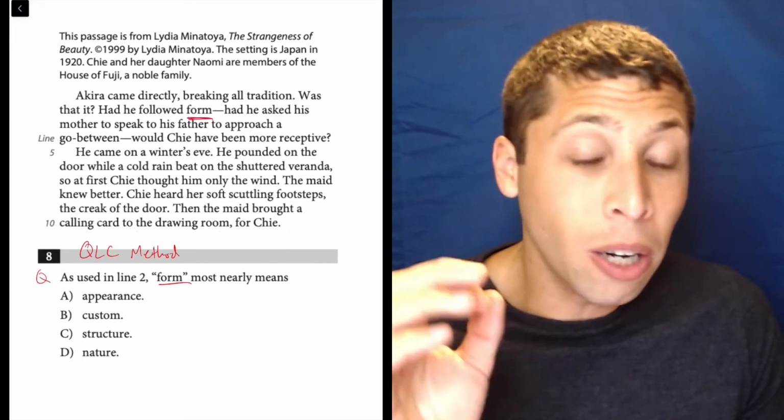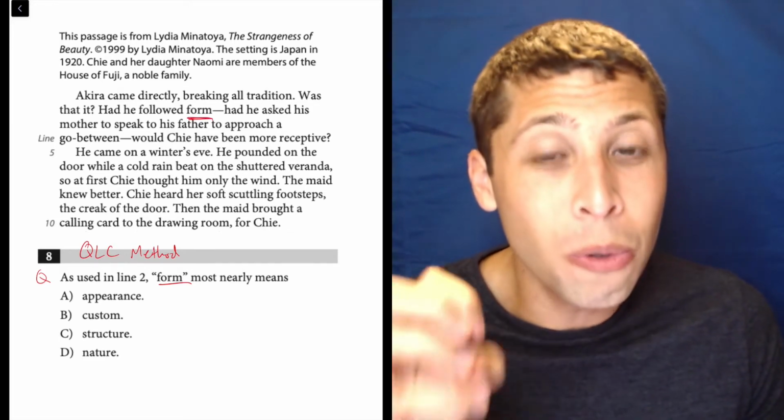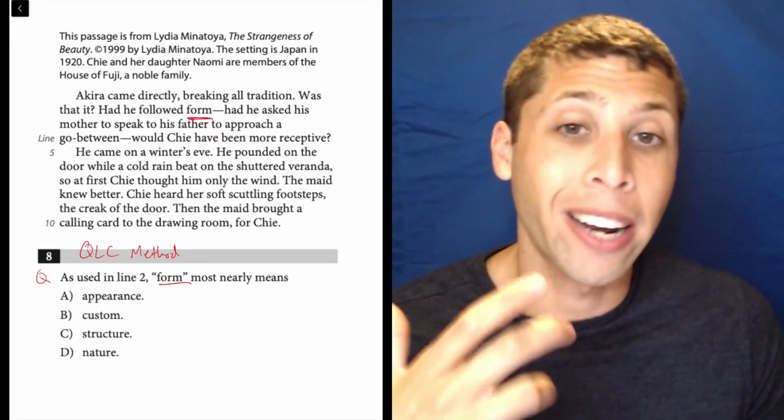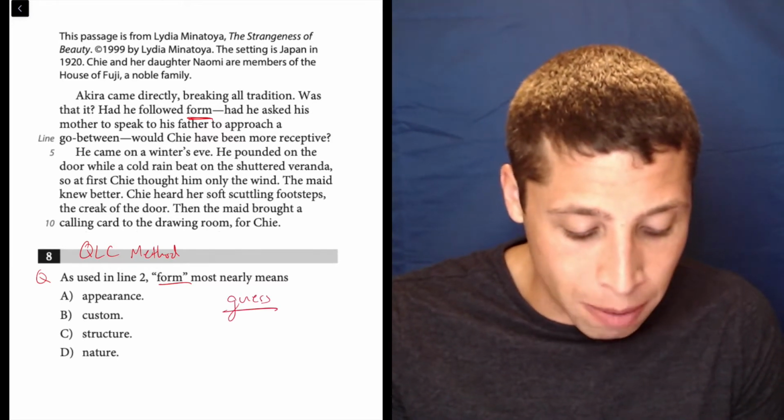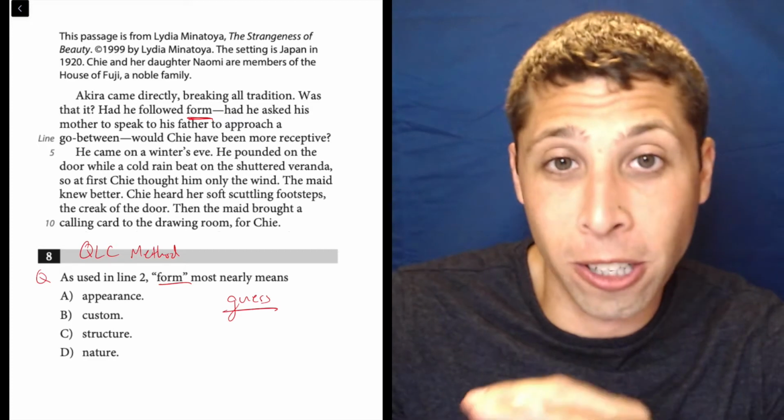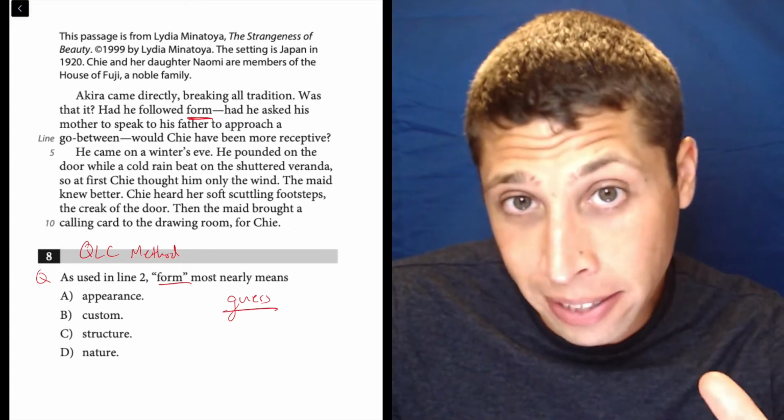And before we go to the choices, we need to make sure we use the lines around this to try to guess what this word might mean. We want to stay unbiased for as long as possible. So what do they say?